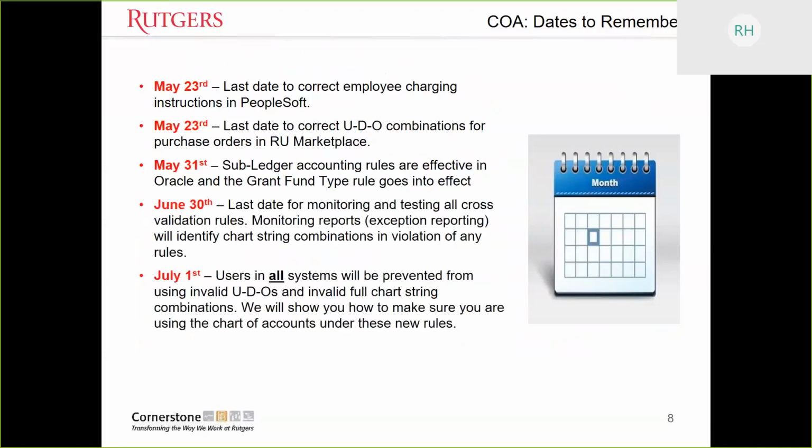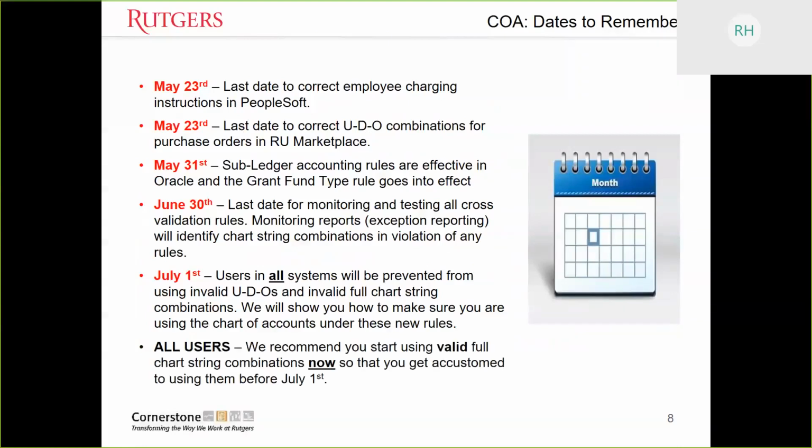Between now and June 30th, we will be monitoring and testing all of our cross-validation rules and SubLedger accounting rules. We have made monitoring reports or exception reporting available to the user community, and we will start to identify the chart string combinations in any violation. The idea here is that, by July 1st, all systems will be prevented from using invalid UDOs and invalid full chart string combinations. So between now and the end of June 30th, we will be monitoring and trying to get people to manage and make changes to those invalid combinations.